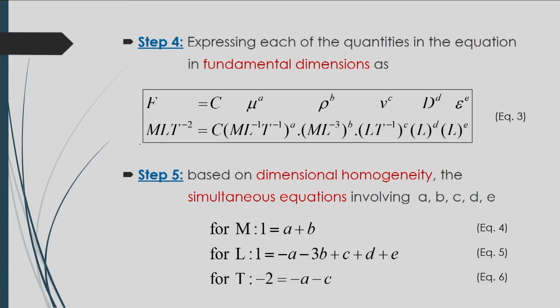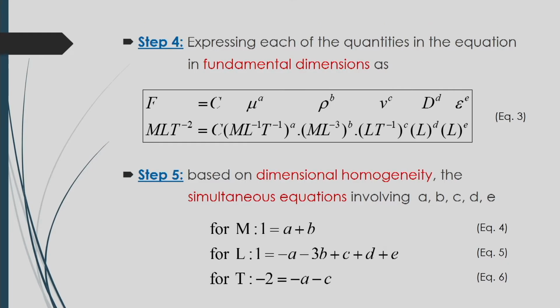Now, in this case, what will be the dimension of F? Earlier I told you that you have to remember the dimensions of some quantities. So, that will be M L T to the power minus 2 for F, and C will not have any dimensions here. M L inverse T inverse will be the dimension of viscosity, the dimension of density is M L to the power minus 3, the dimension of V is L T to the power minus 1, the dimension of d is L, and the dimension of epsilon is L.